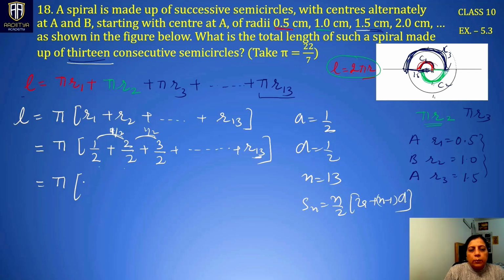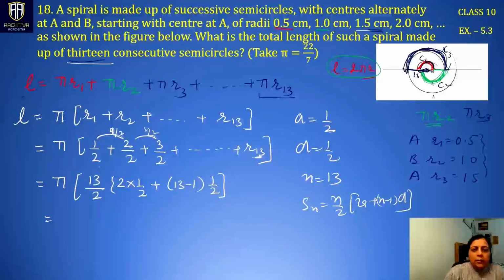Right? n by 2, n is 13, so 13 by 2. 2a, 2 times a is half, plus n minus 1, 13 minus 1, times d. d is also half. Right? You can find R13. This is R13, so 1 is 1 by 2, 2 is 2 by 2, this is 3 by 2. So R13 also comes out to be 13 by 2. You can also take this by a plus n minus 1 d.